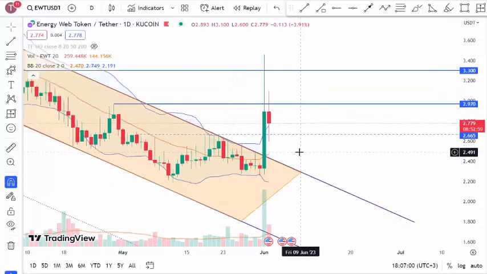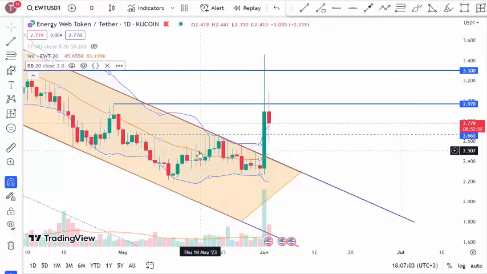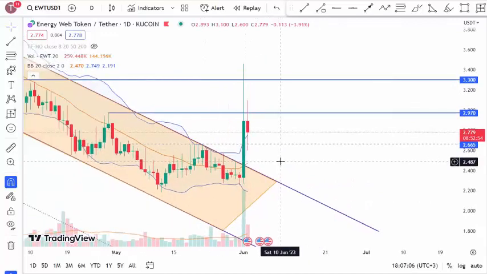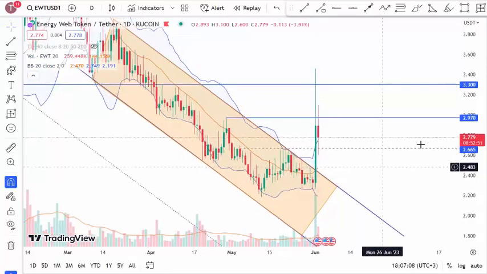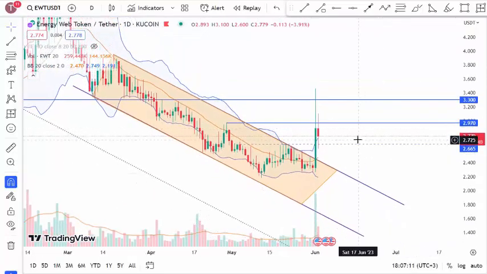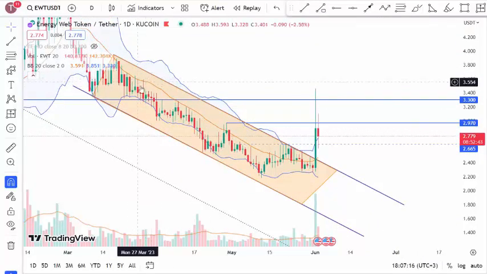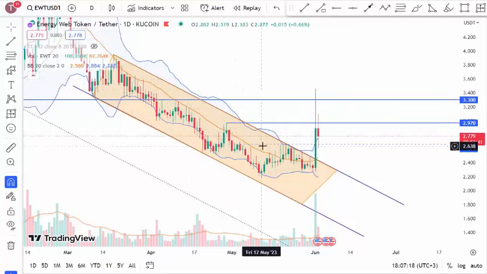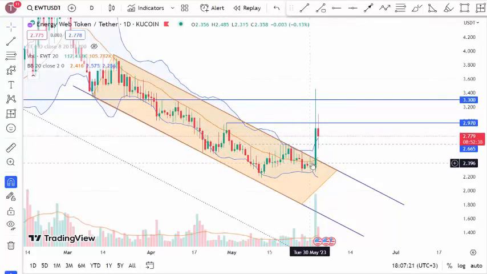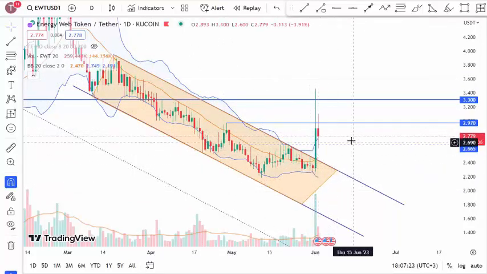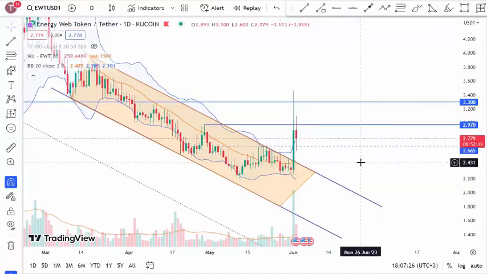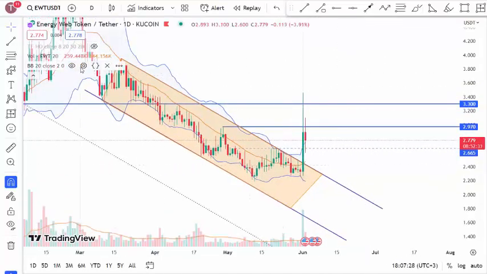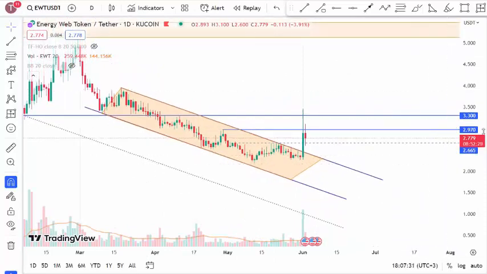However, the most important thing is that the price movements are above the midline of the Bollinger Bands. In such a situation, we can expect to see significant upward movements in price. If we look at the short term, as you can see, the midline of the Bollinger Bands is continuously acting as a support zone, and after breaking this zone, the downtrend has been broken to the upside, resulting in a significant upward movement in price.